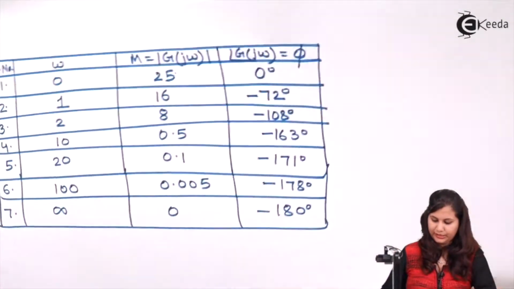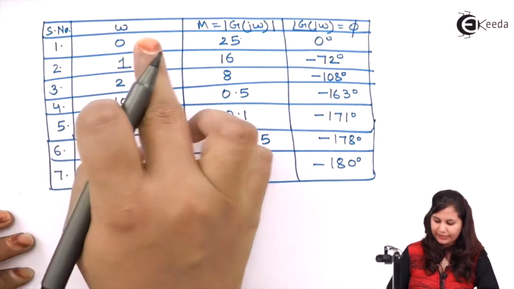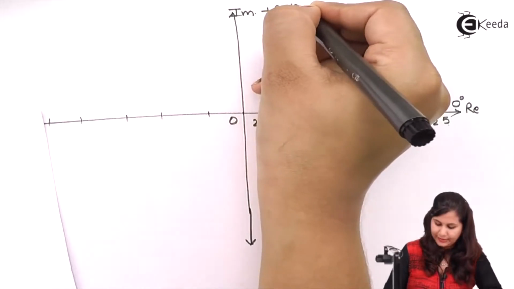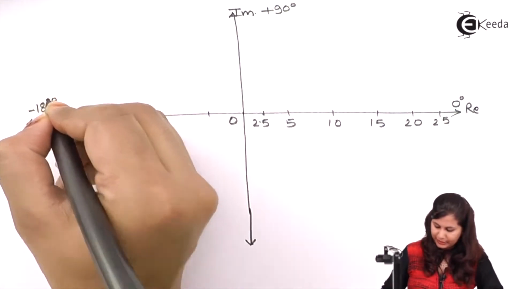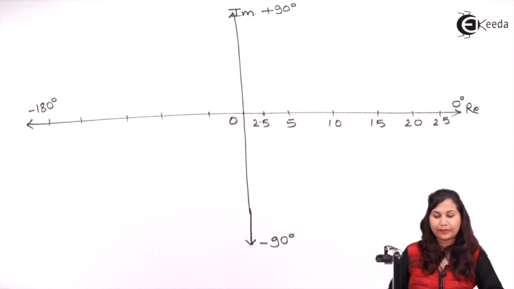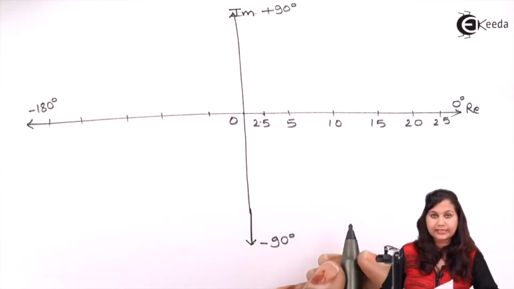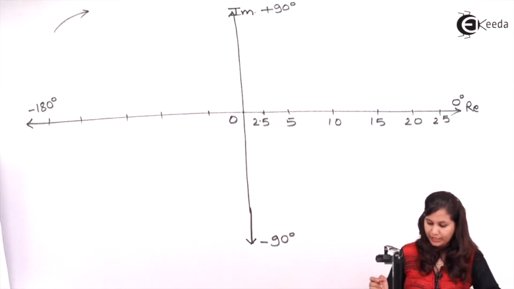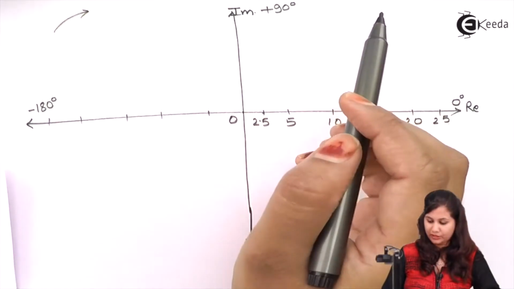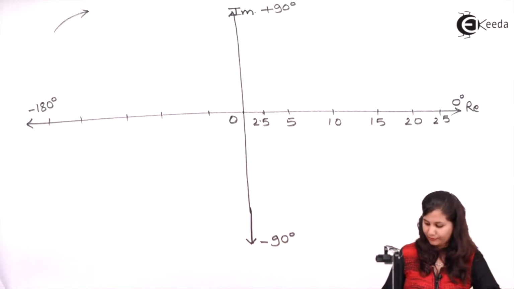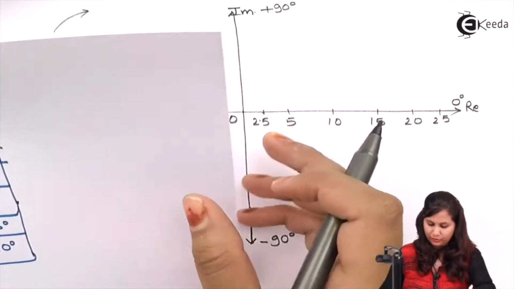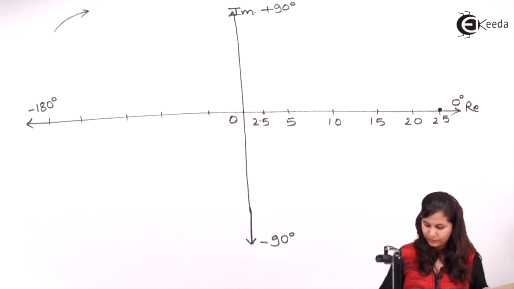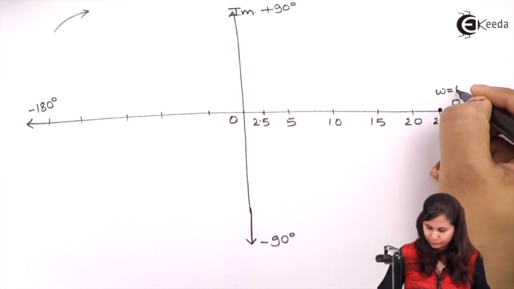Now, you can see that when omega equals 0, phase angle is 0 degrees. So this is 0 degrees, this is plus 90 degrees, this is minus 180 degrees, this is minus 90 degrees. Whenever we plot the negative phase angle, it is measured in the clockwise direction in the polar plots, and if the phase angle is positive, it will be measured in the anti-clockwise direction. So for omega equals 0, the magnitude is 25 and phase angle is 0 degrees. So this is the point for omega equals 0.